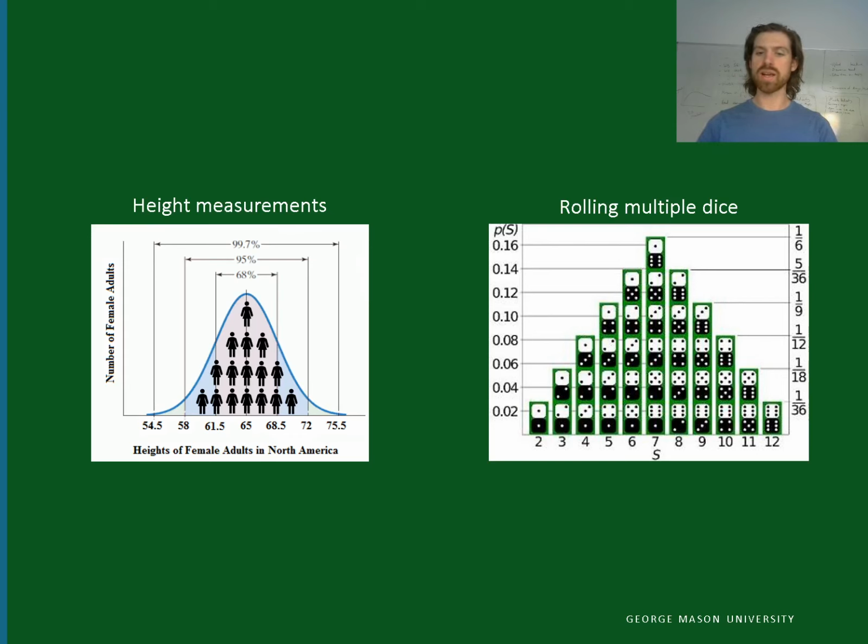So they fall into that category as having these similar shapes, for example, when we actually produce a plot of the distribution of the values. And you can see here from the height of females in North America that this shape does in fact look like a bell, and that's one reason why it's often called the bell curve.